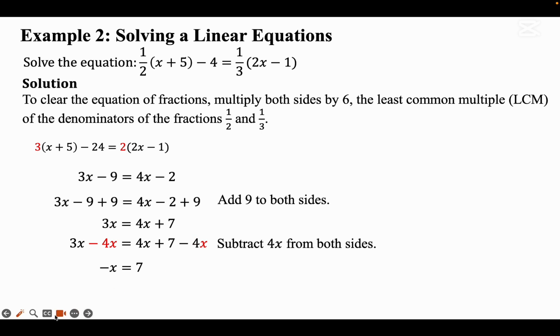Now, negative x means it's a negative 1 times x. Inverse of multiplication is division, so that means we can divide both sides by a negative 1 to isolate the variable x. So x equals negative 7.